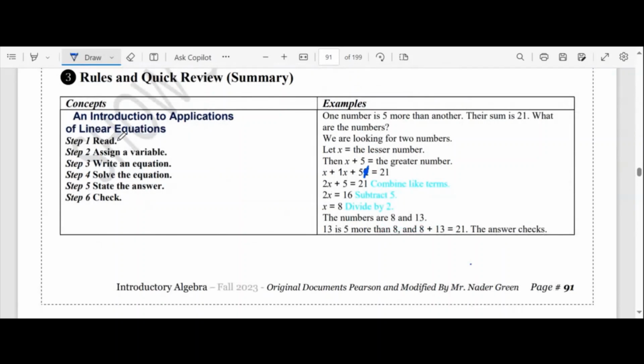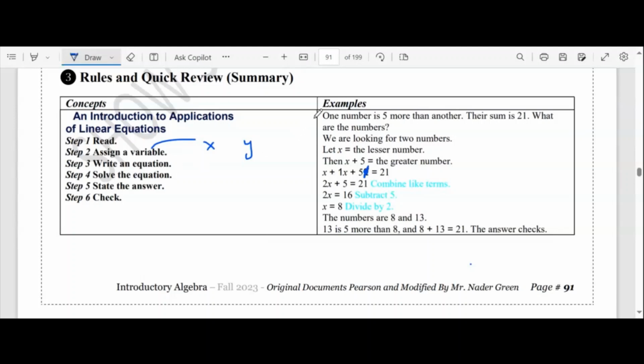Step number 1, read. You have to read not only one time, you have to read it multiple times because you have to develop the understanding. Step 2, assign variable. If you don't know the unknown, then you will say X or Y. Step 3, write the equation. Step 4, solve the equation. Step 5, state the answer. Step 6, check your answer in the original equation.